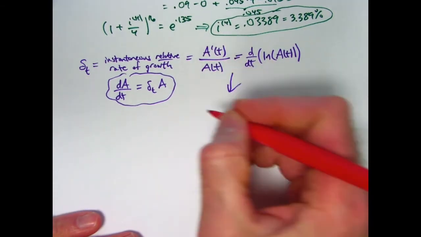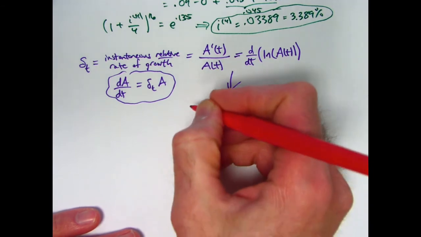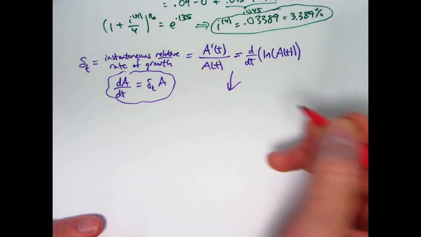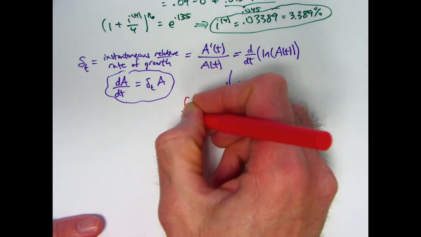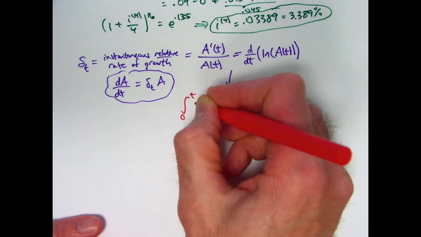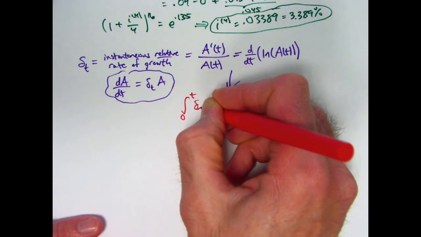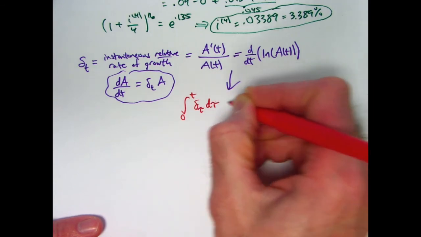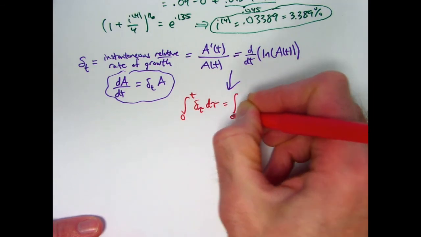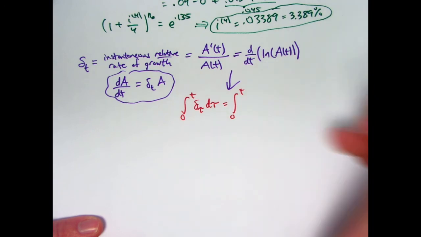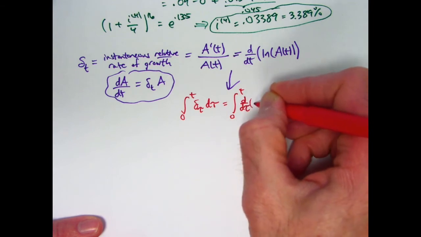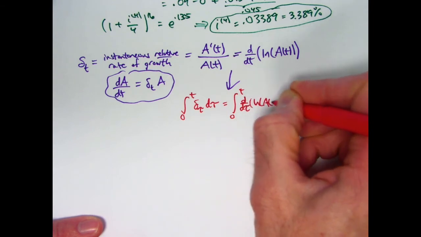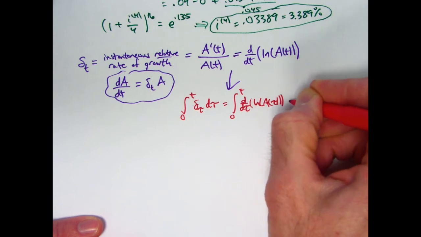I'm going to change the name of the variable of integration. I'm going to call it tau. So I'm going to write the integral from 0 to t of delta sub tau d tau must equal the integral from 0 to t, where t is an arbitrary positive number, of this d/d tau of natural log of A of tau d tau.